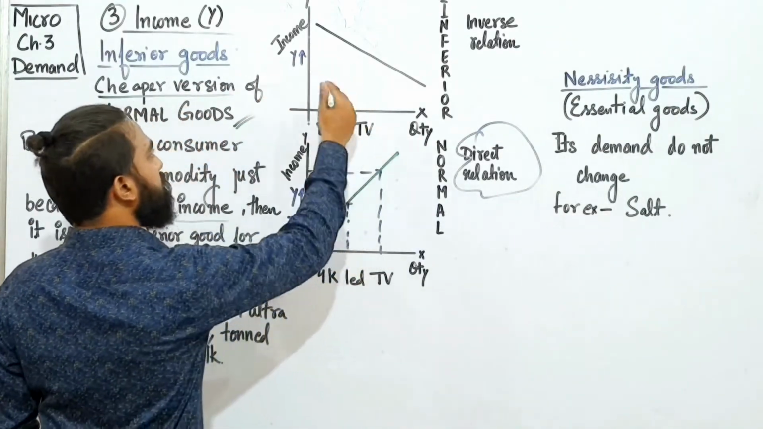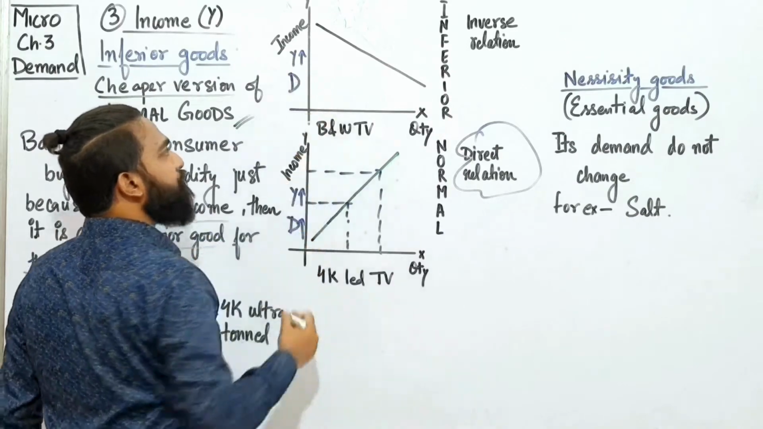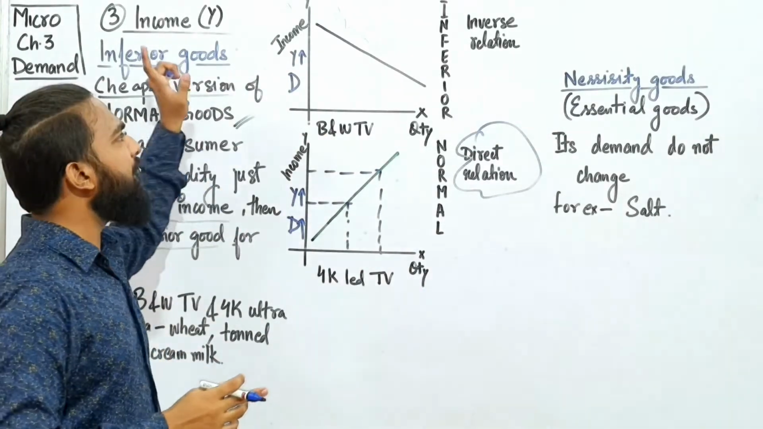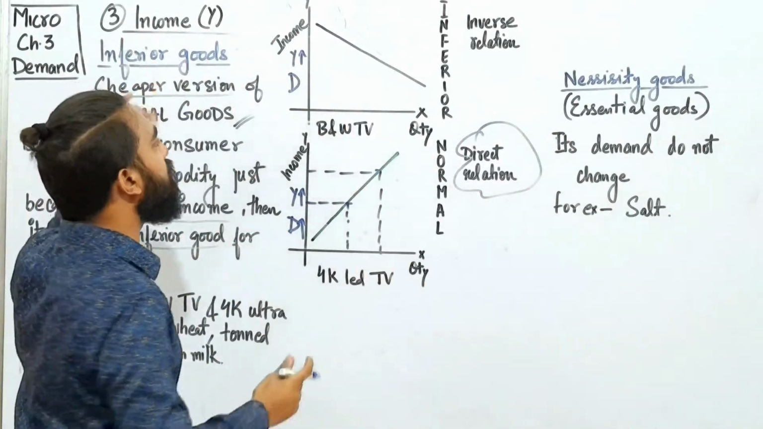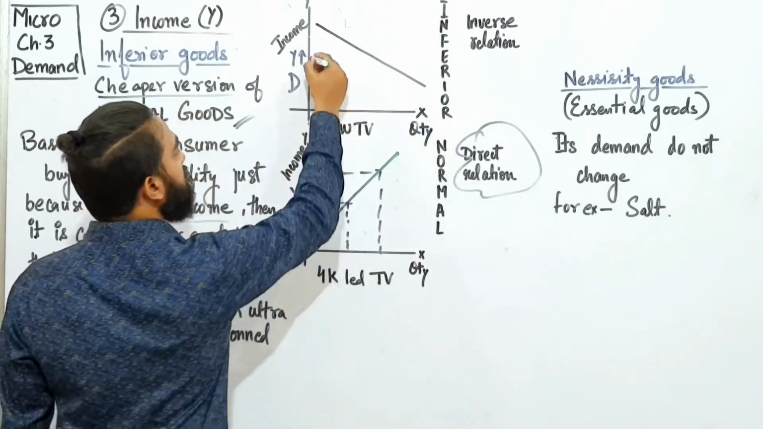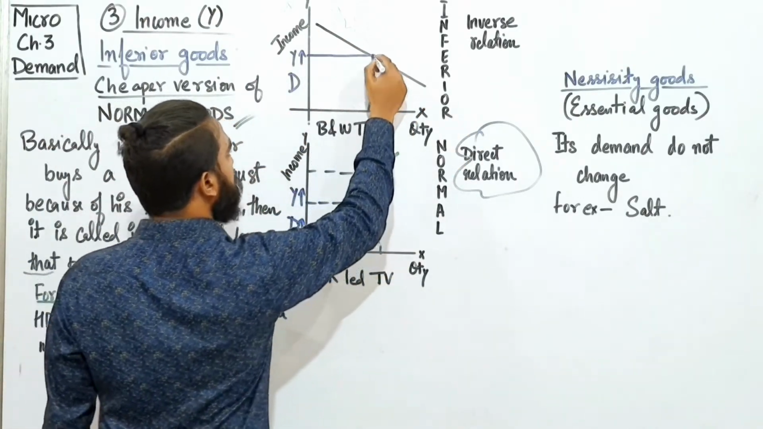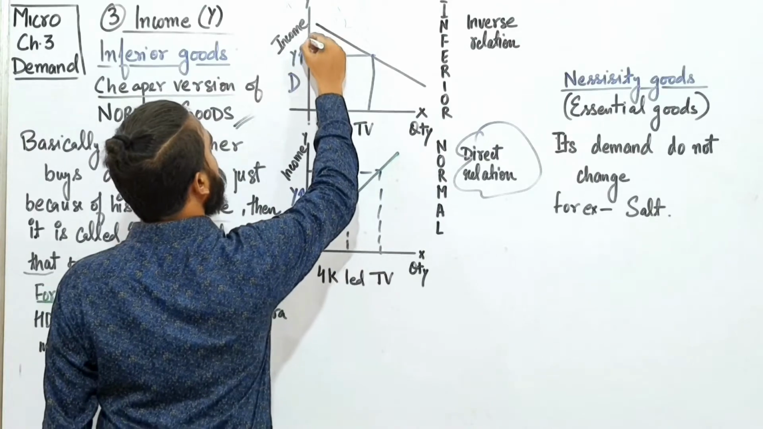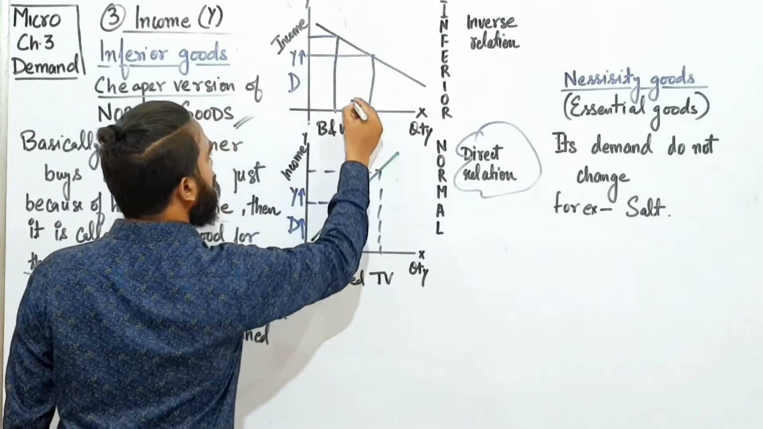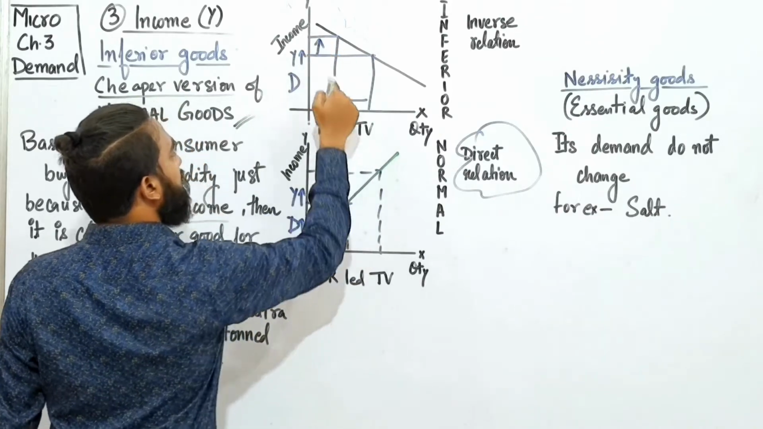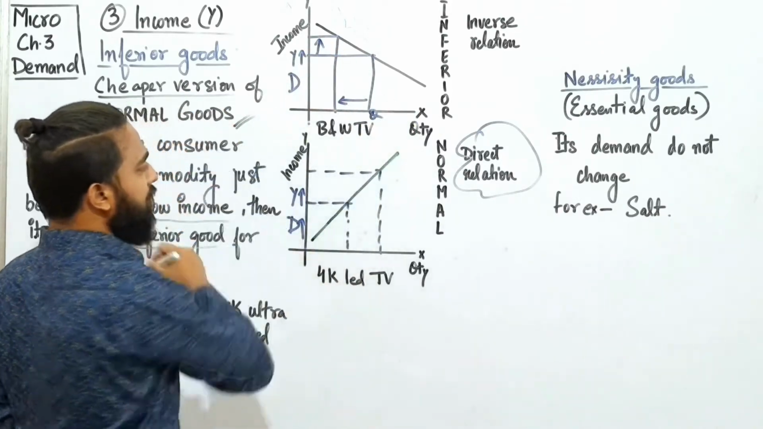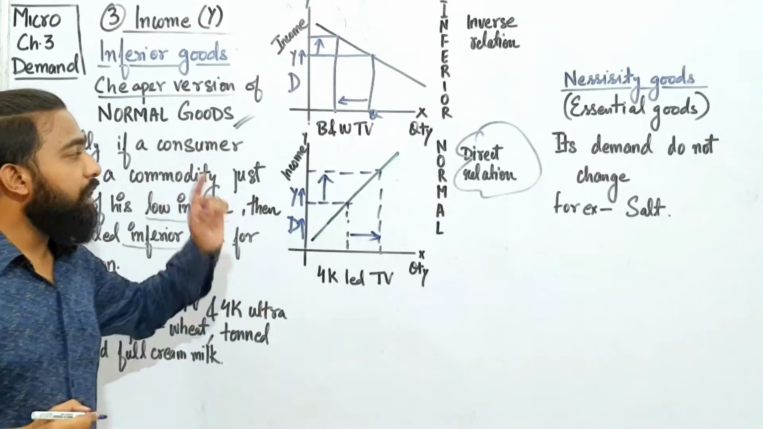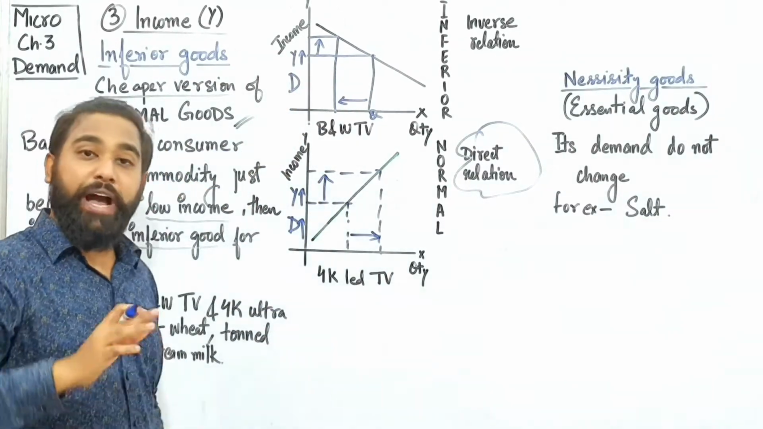In case of inferior goods, suppose my income increased and I was buying the inferior good, then its demand is going to decrease because I won't be buying that again. I don't want to buy that. I am rich now. I won't be buying any inferior good. So in case of inferior goods, when income increases, the demand of those inferior goods decreases. The income increased, the demand decreased, the quantity decreased. And here, when income increased, the quantity of LED TV increased because now I am able to buy normal goods.